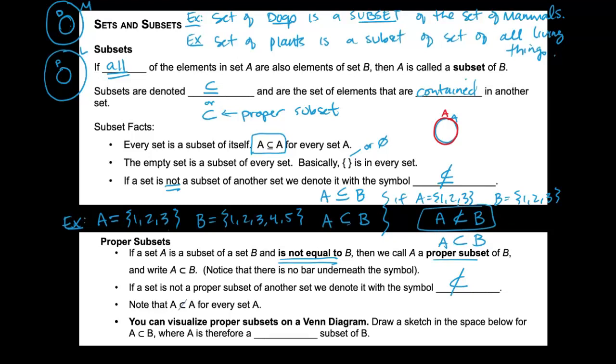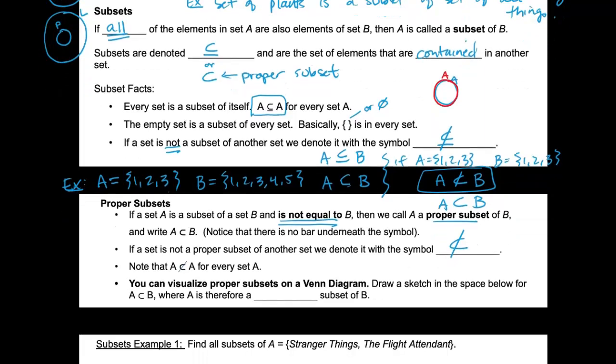And then we can visualize proper subsets on a Venn diagram. It's very similar to the Venn diagram that I drew above. We can think of A being a proper subset of B, where we draw a circle A. Notice it's smaller than B because they can't be the same set. And we just draw a picture like this. And so A is considered a proper subset of B.